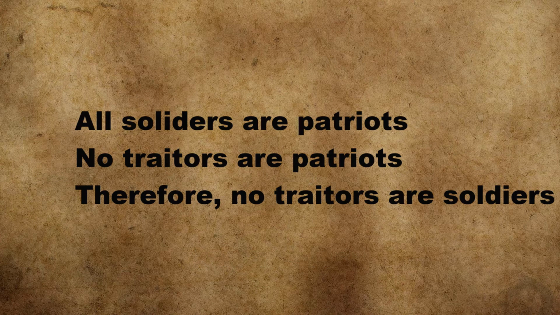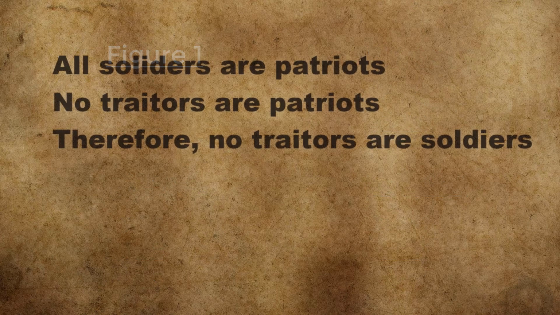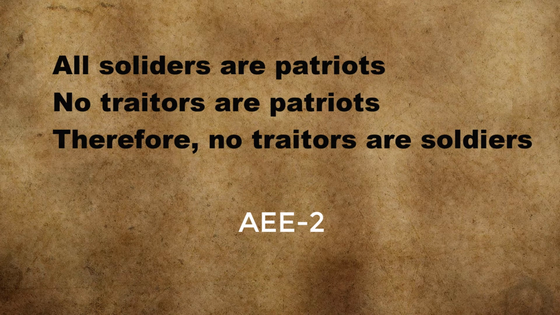Once you have the mood, you then have to determine the figure. There are four possible figures, and these are based on the placement of the middle terms. Here's the chart, and you can also find this on page 239 of your textbook. So the figure of this syllogism is figure 2. So that gives us a mood and figure of A, E, E, figure 2.